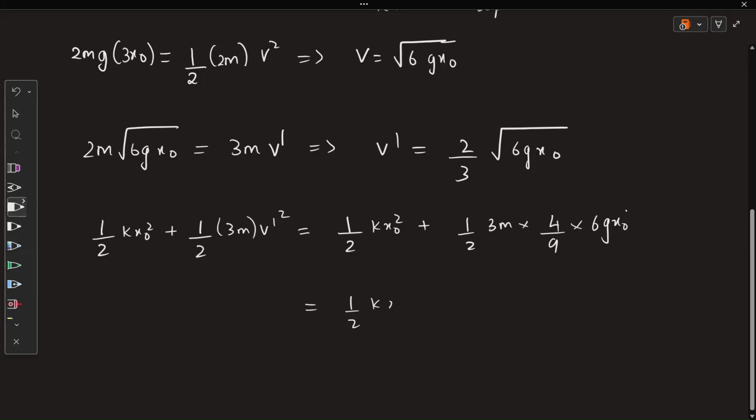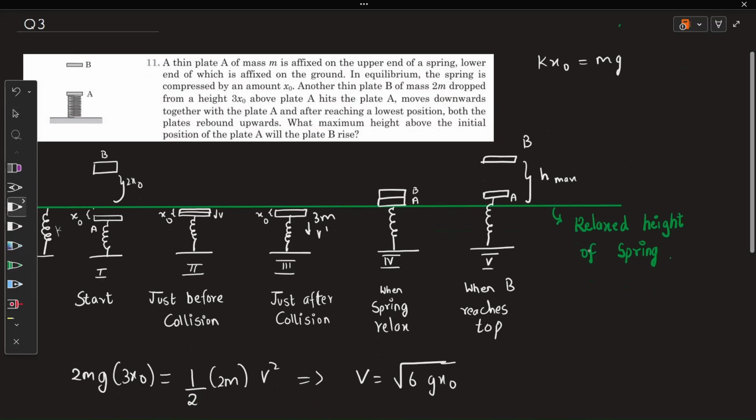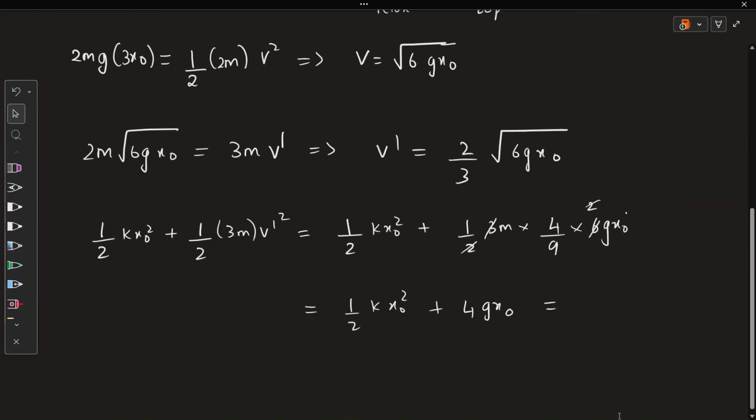So half k x naught square plus, 2, 2 gets cancelled, 4g x naught. What is 4g x naught over here? So multiply x naught here. k x naught square is nothing but mg x naught, sorry, m g x naught. Now g x naught m is nothing but k x naught square. So we will get 9 by 2 k x naught square as the initial energy.